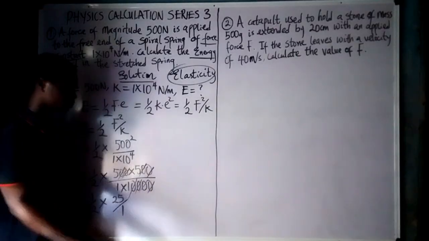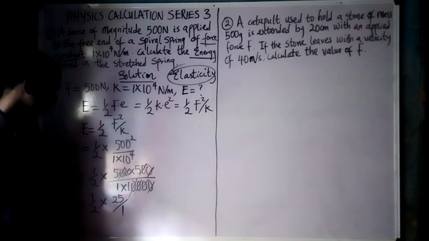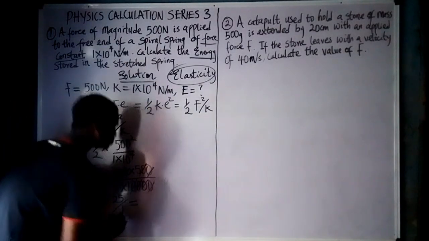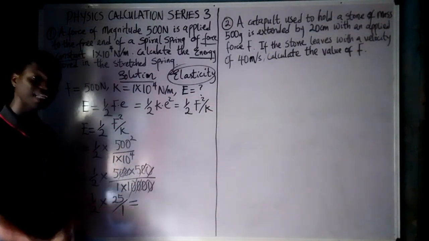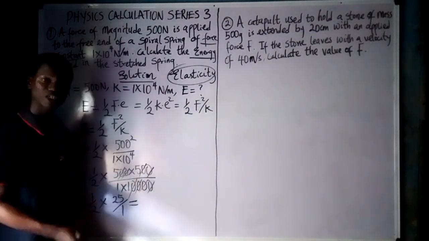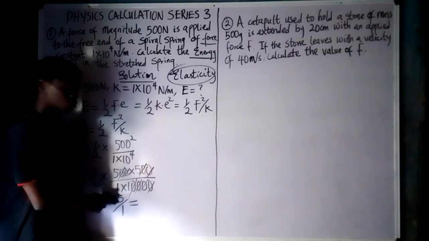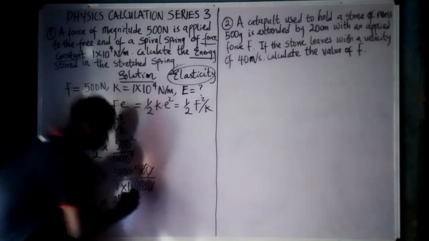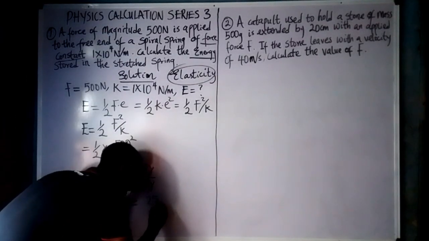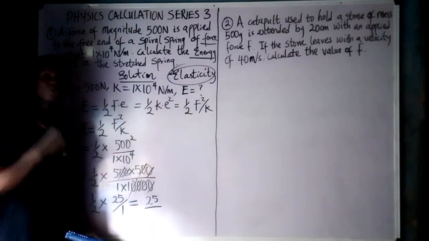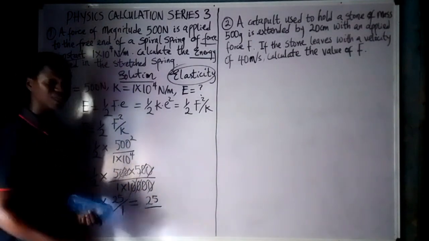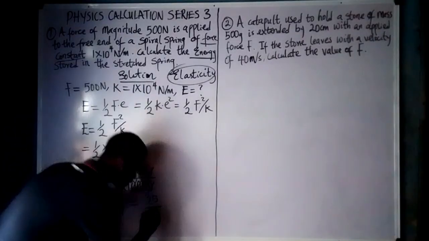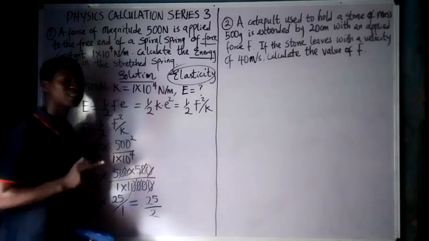So how do you now simplify further? From our knowledge of mathematics, numerator times numerator, denominator times denominator. And that is how you multiply fractions. So we say 1 times 25, that gives us 25, because any number times 1 is going to be that same number. Now over 2 times 1, that will give us 2, based on that same rule.